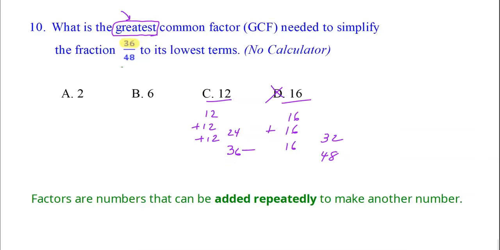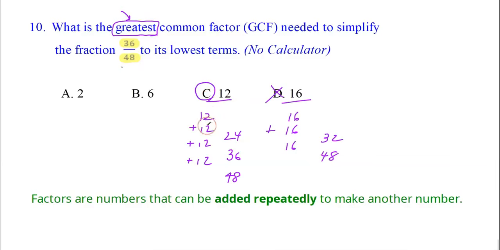So let's start over, just to make sure you're clear on this. Right here. Again, I started with 12, and I added 12. 12 plus 12 is 24. I added another 12. 12 plus 12 plus 12 is 36. That shows up on the top number here. Then I add 12 again. And 12 plus 12 plus 12 plus 12 is 48, which is my bottom number here. So 12 is the greatest common factor, which would be C.